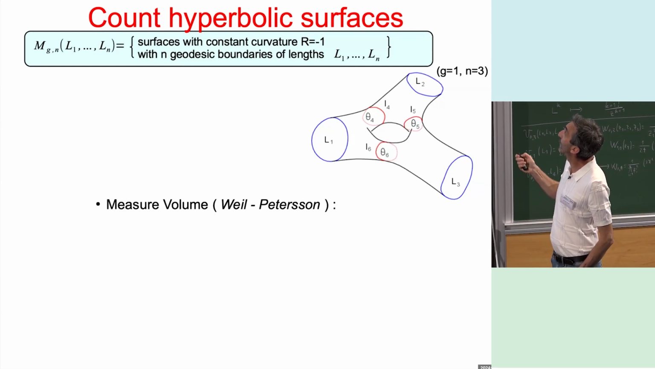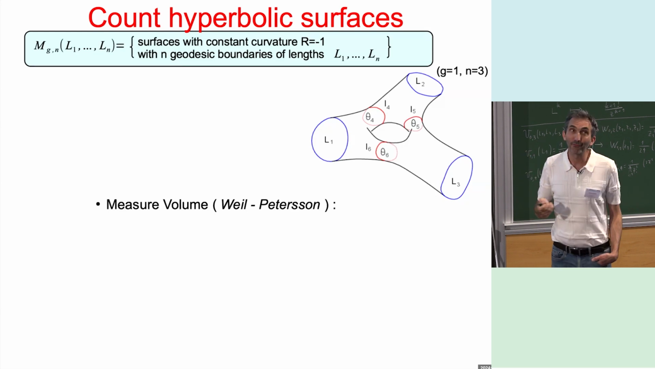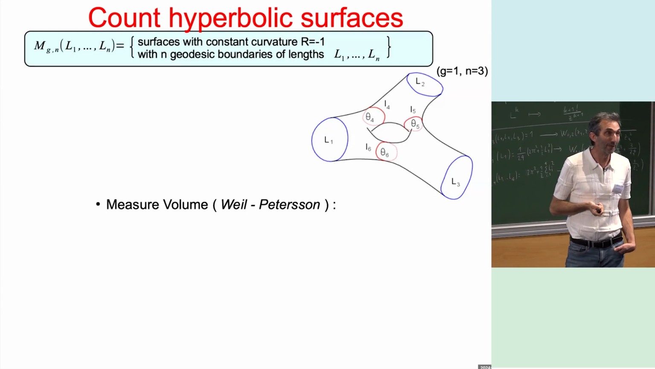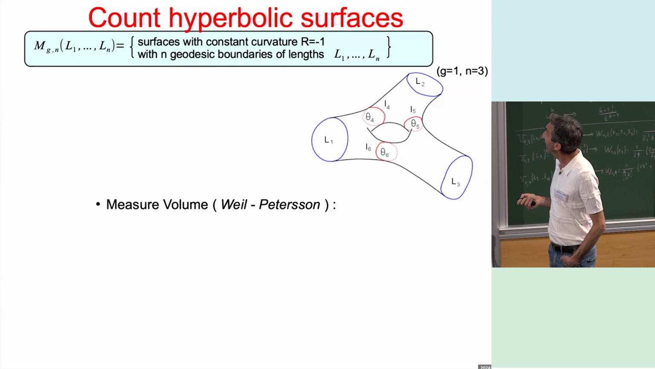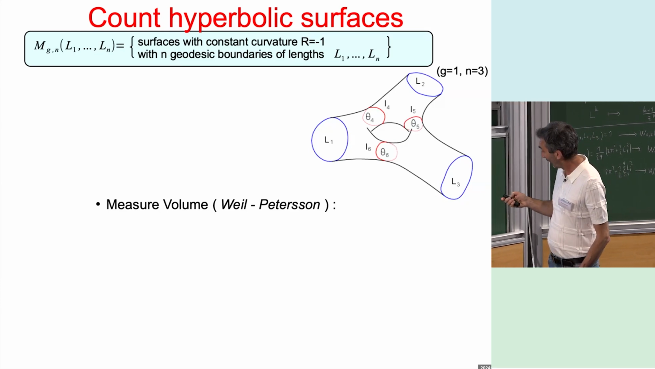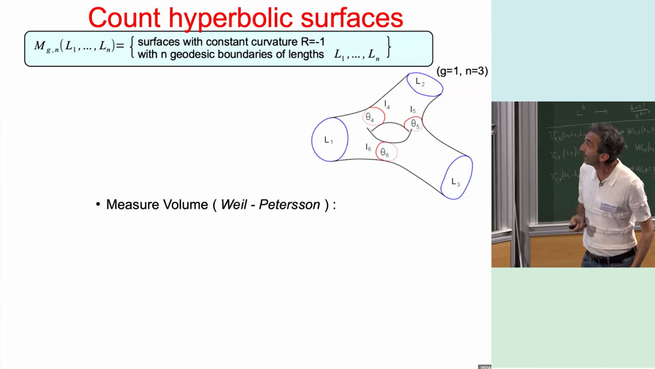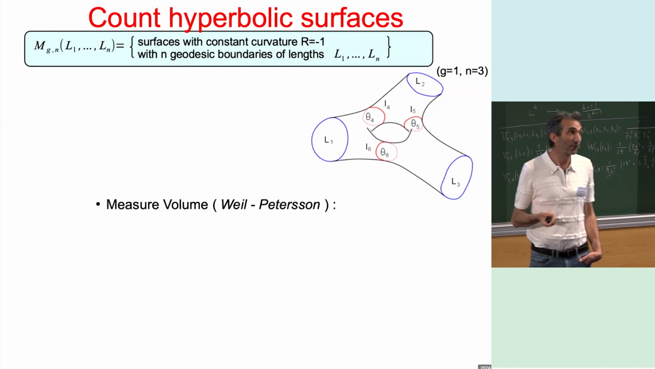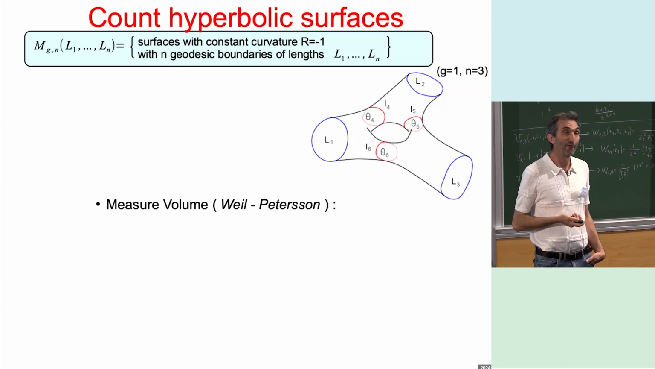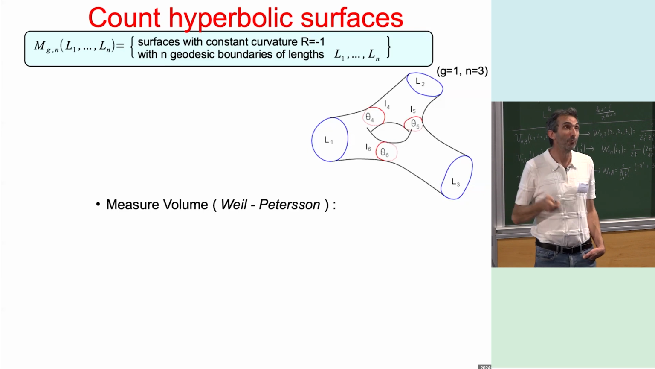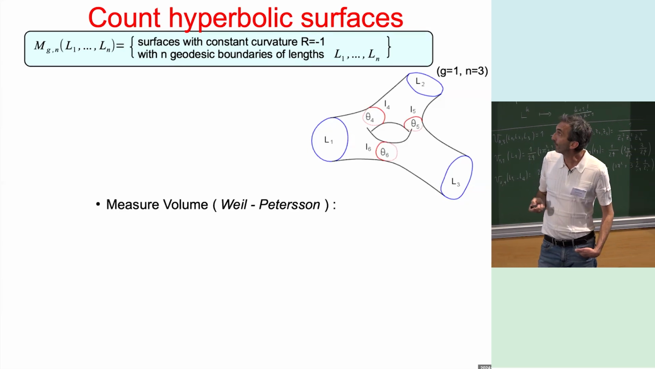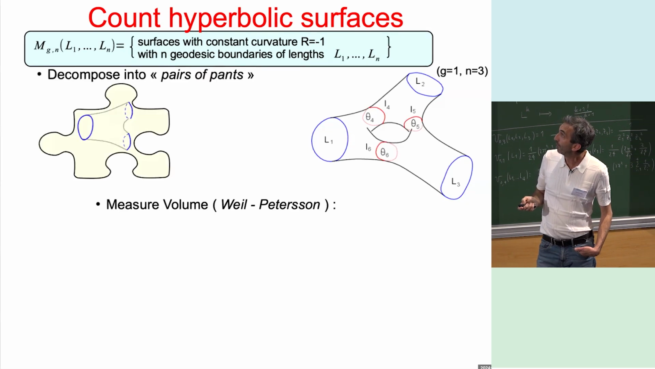And in fact, I should have said, it has disappeared from my side, but quotiented by isometries, modulo isometries. And here is a typical example. The number of such objects is infinite, so instead of counting such objects, we shall put a measure on this space and compute the volume. It's called the Weil-Petersson volume.